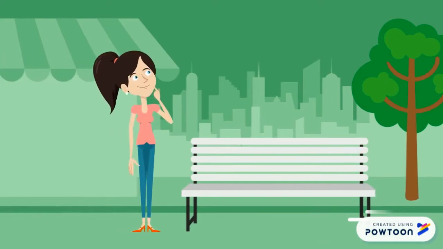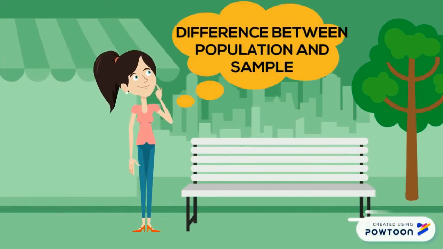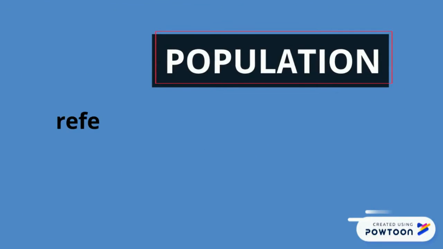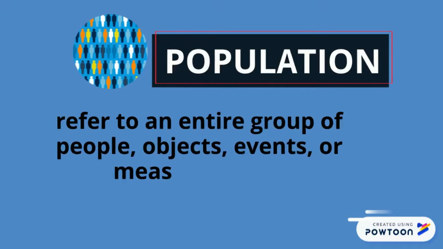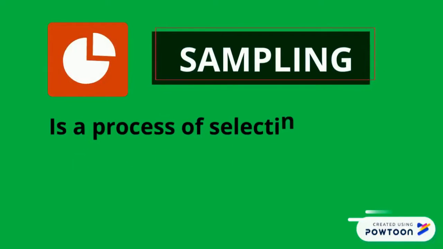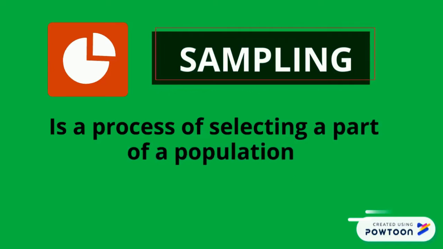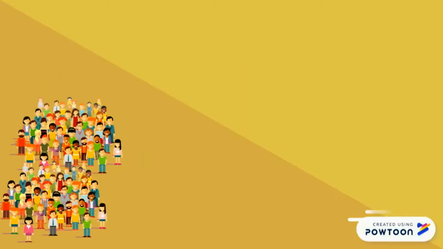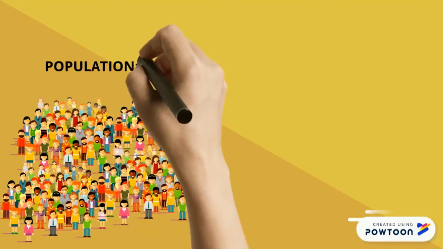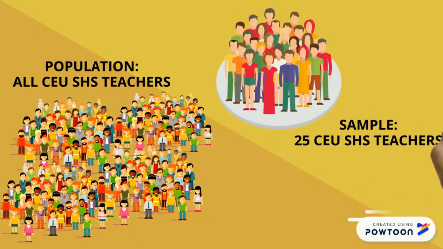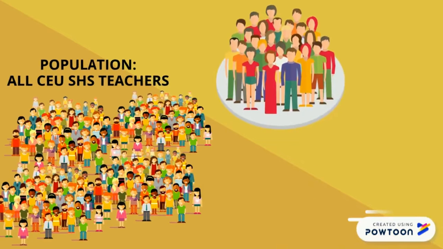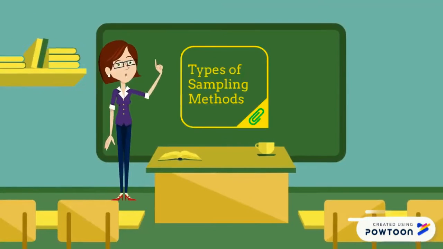Before we proceed on different sampling methods or techniques, let us know the difference between population and sample. Population refers to an entire group of people, objects, events, or measurements, while sampling is a process of selecting a part of a population. For example, our population are all CEU senior high school teachers, and our sample are 25 CEU senior high school teachers. Let us proceed on different types of sampling methods.